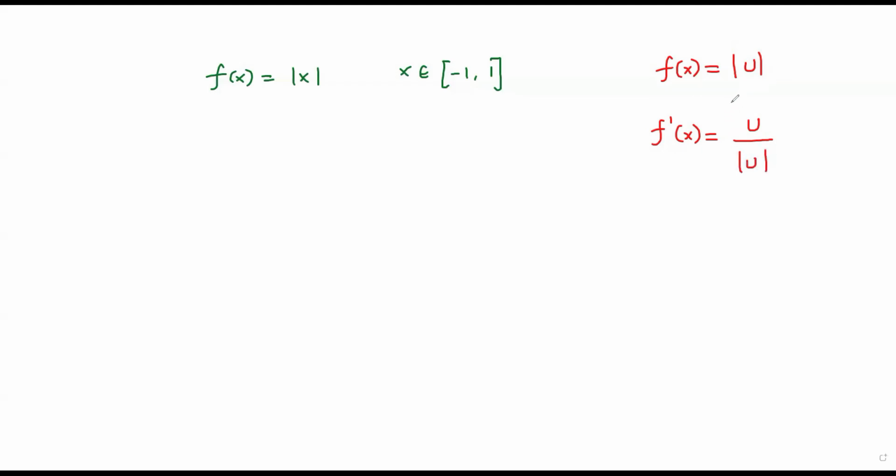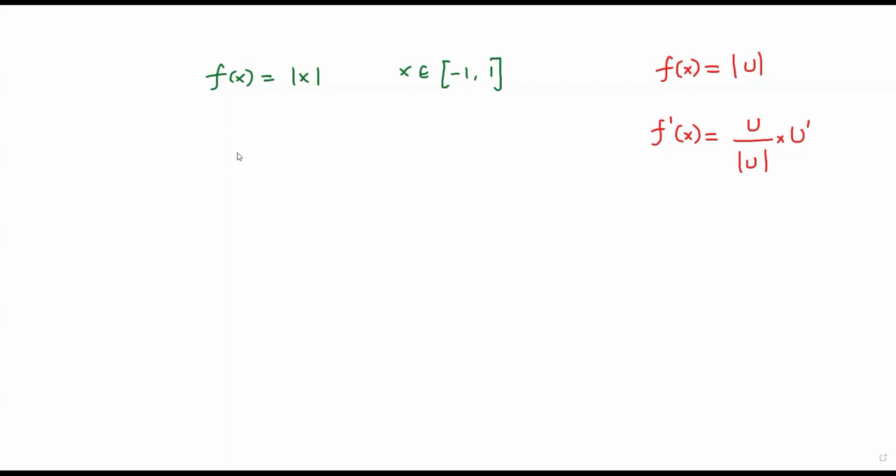So again, let me tell you the steps. The first step of finding the derivative of an absolute value function is that the stuff we have inside the absolute value should be taken in the numerator, and the absolute value of u should be taken as it is in the denominator. Further, I have to find the derivative of the stuff inside the absolute value, that is u prime. Now let's apply this procedure to our function.